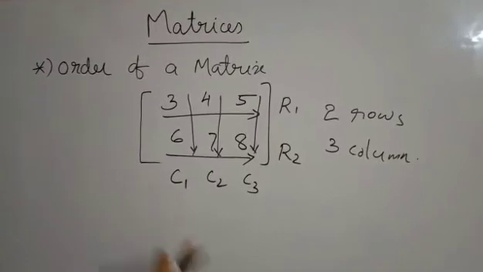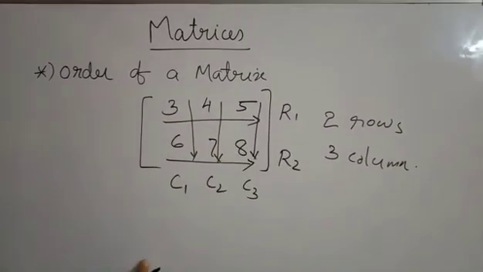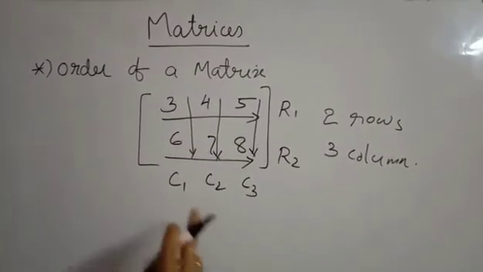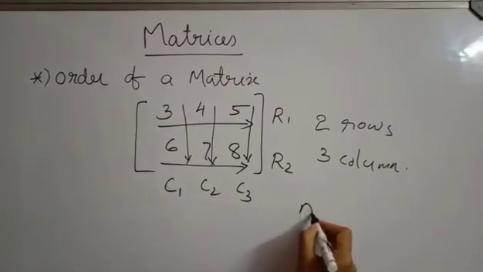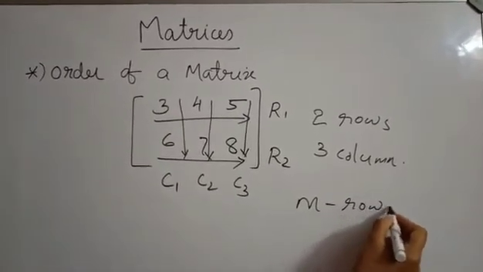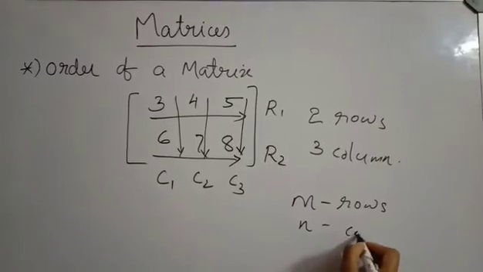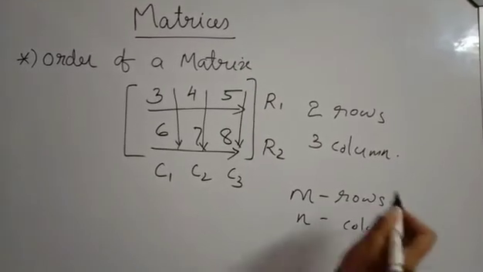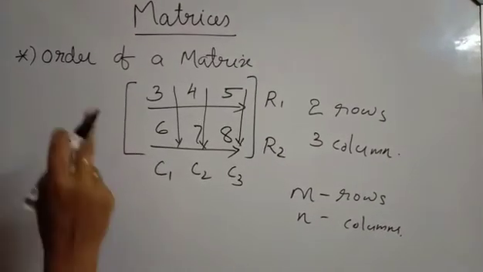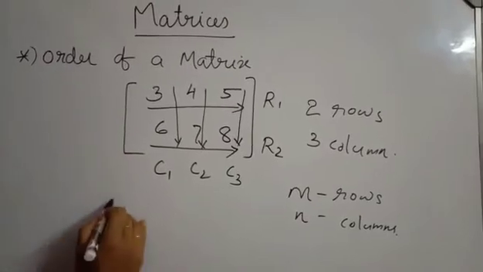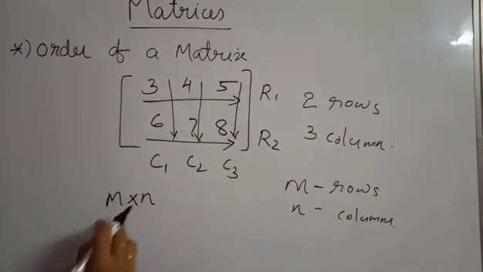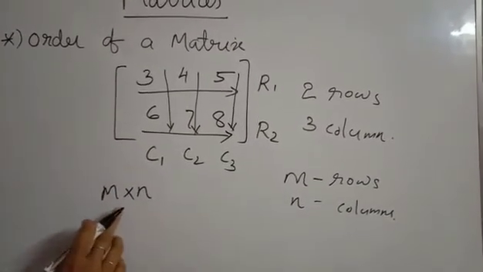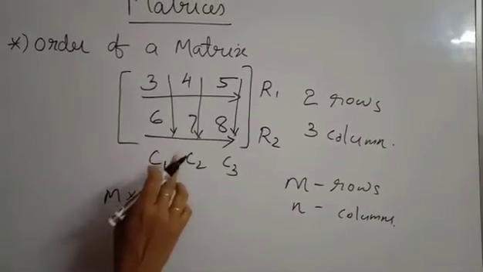I have told you the order of a matrix is the number of rows into the number of columns. If a matrix has m rows and n columns, then we can say that the order of that matrix is m by n. We write it as m cross n and read it as m by n. That is the order of the matrix.